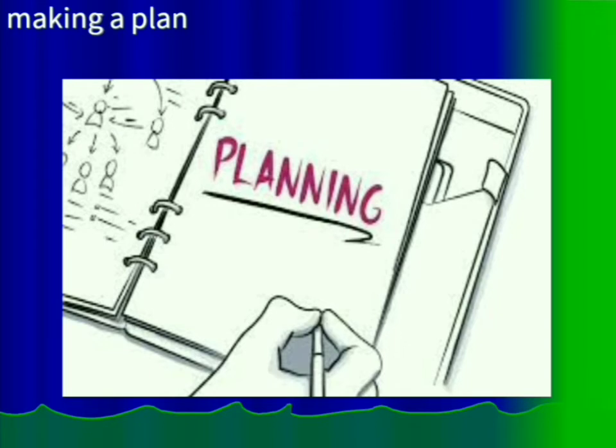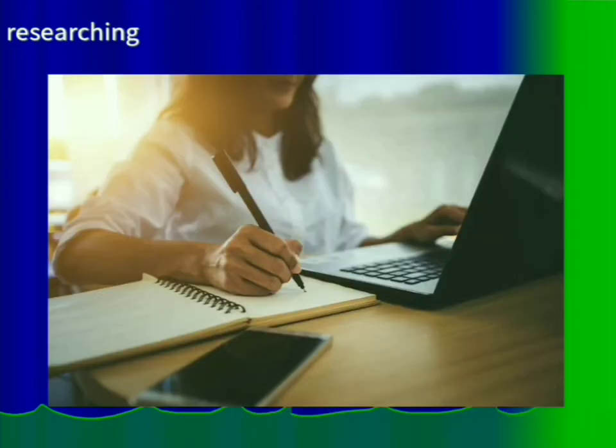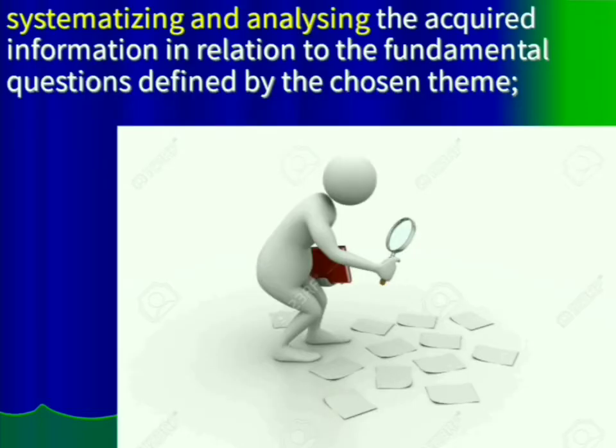After choosing the theme, the next step comes: making a plan. Making a plan is very important. With your advisor, with a professor, you have to make a plan for more than 1 year or 2 years, because a master's thesis is written not only in 1 year, especially it's given 2 and more years. Here you have to make a plan, and then after making a plan, you have to gather information from the libraries, and then move to the next stage, researching and analyzing the information you have gathered.